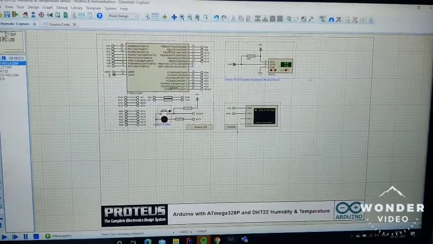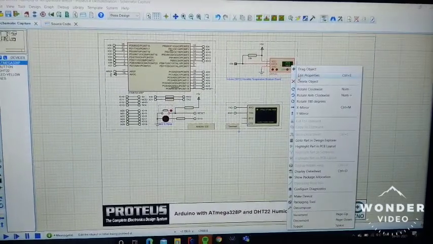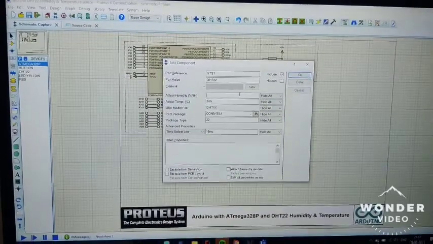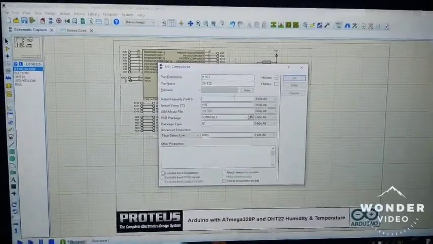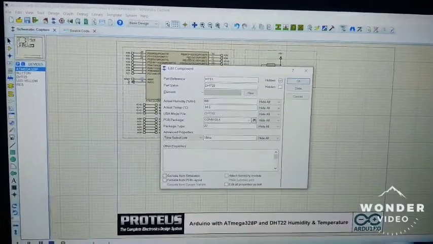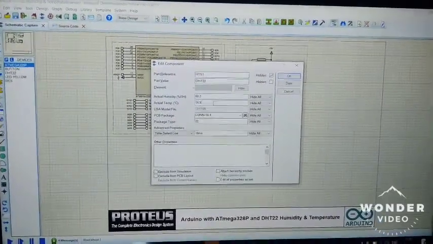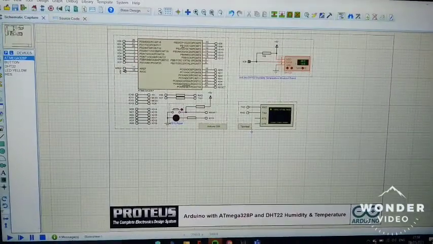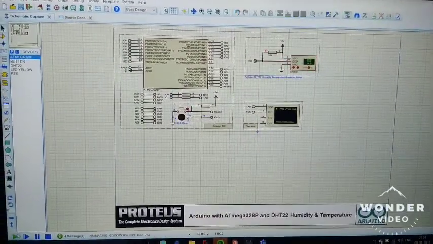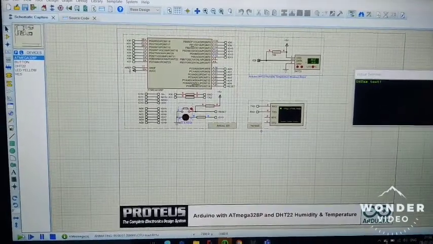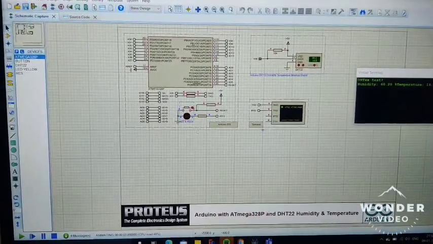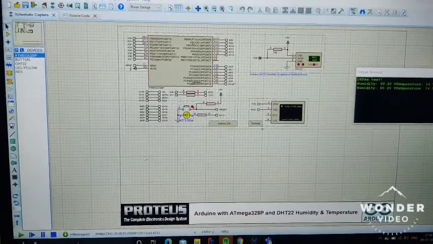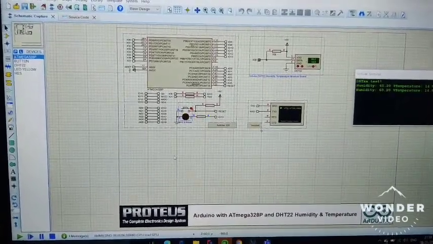Now let us check our second condition. Next one is humidity greater than 60% and temperature less than or equal to 15. Here also the LED is blinking. Now check the next condition.